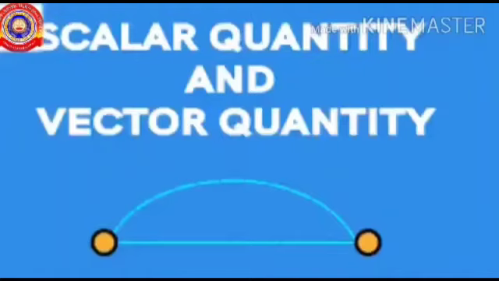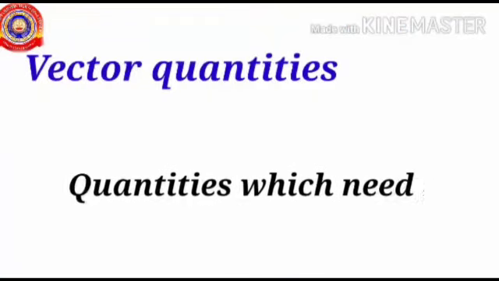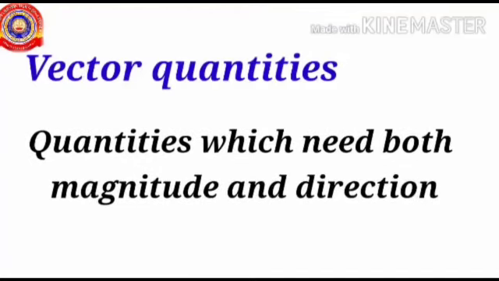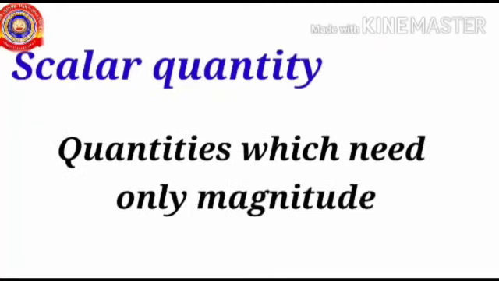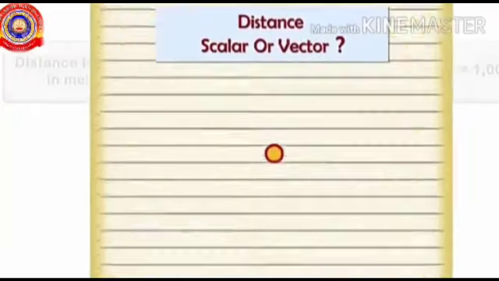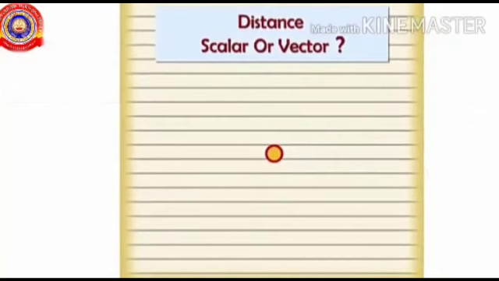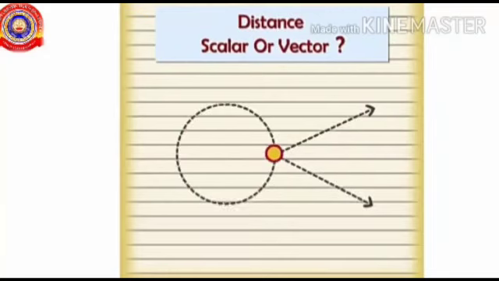Based on this, physical quantities are classified into two: vector quantities and scalar quantities. Quantities which need both magnitude and direction are called vector quantities. Quantities which need only magnitude are called scalar quantities. Is distance a scalar quantity or a vector quantity? If you say one travels 20 meter from this point, we can't say the exact point. Maybe here, maybe here, or maybe just around like a circle. And if direction is not specified, it is a scalar quantity.